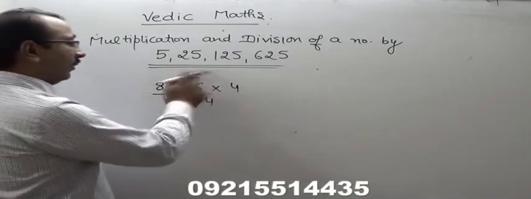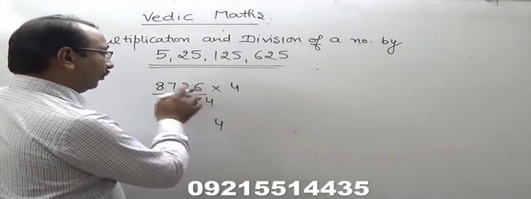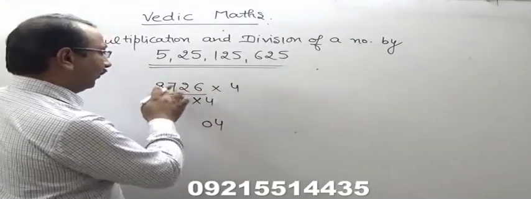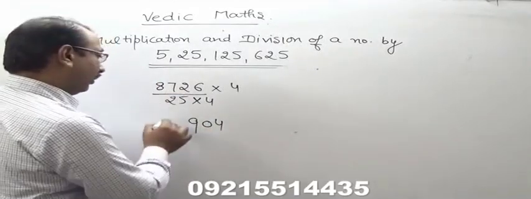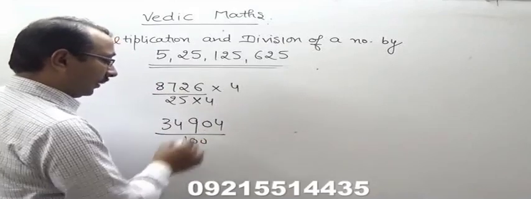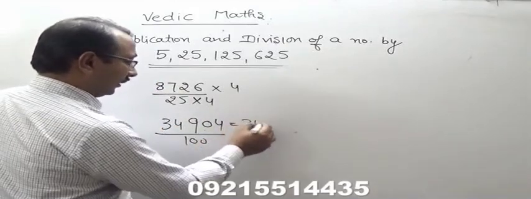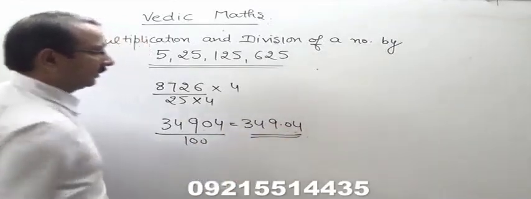Now multiply by 4: 4 6 24, carry 2, 4 2 8 and 2 is 10, 0, carry 1, 4 7 28 and 1 is 29, 9, carry 2, 4 8 32 and 2 is 34, and divide by 100. This helps me in putting the decimal. So my final answer is 349.04. That becomes my answer.